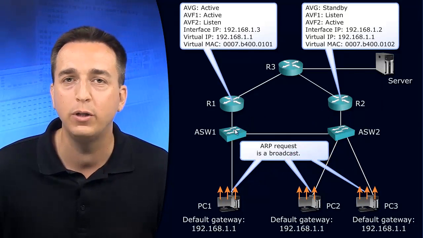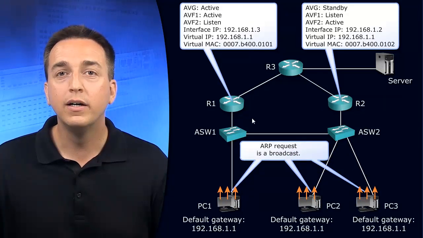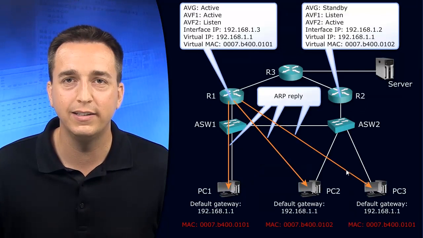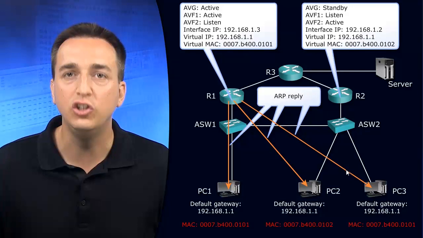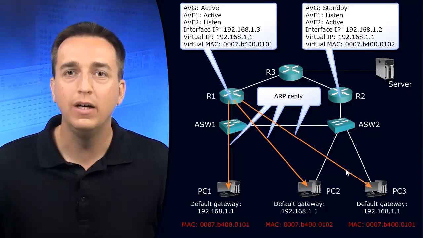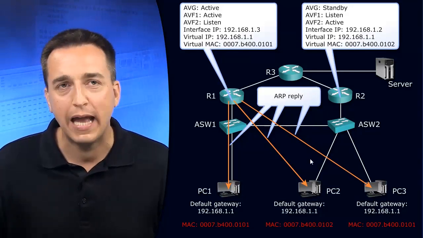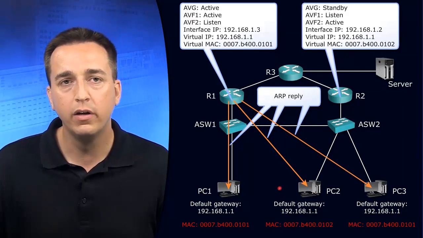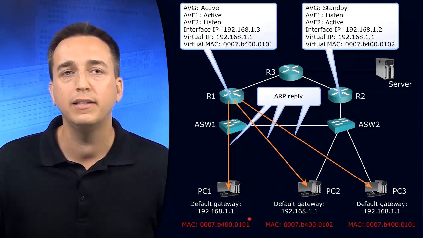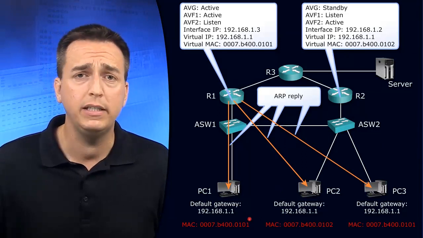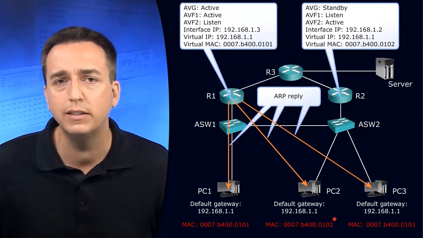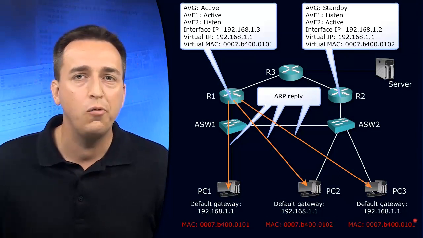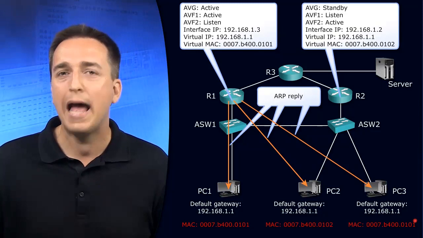So who's responsible for answering these ARP requests? It is the AVG, the Active Virtual Gateway. And notice what's happening here. The AVG says PC1, use the MAC address that ends in 01. PC2, use the MAC address that ends in 02. PC3, use the MAC address that ends in 01. Well, what's happening here?